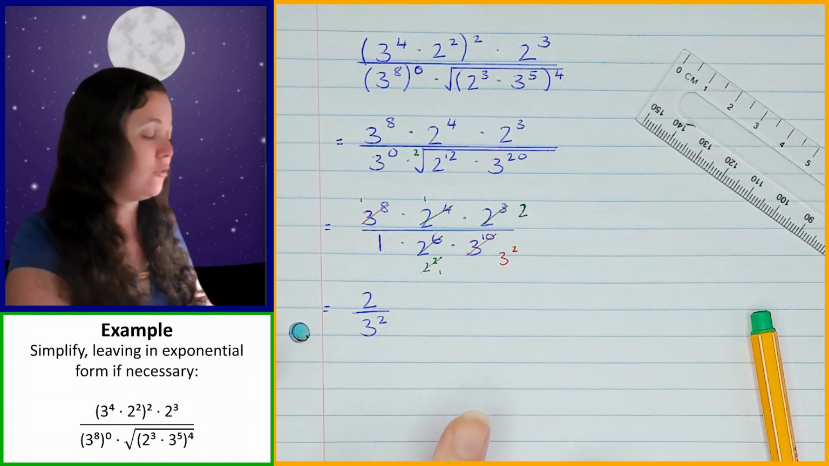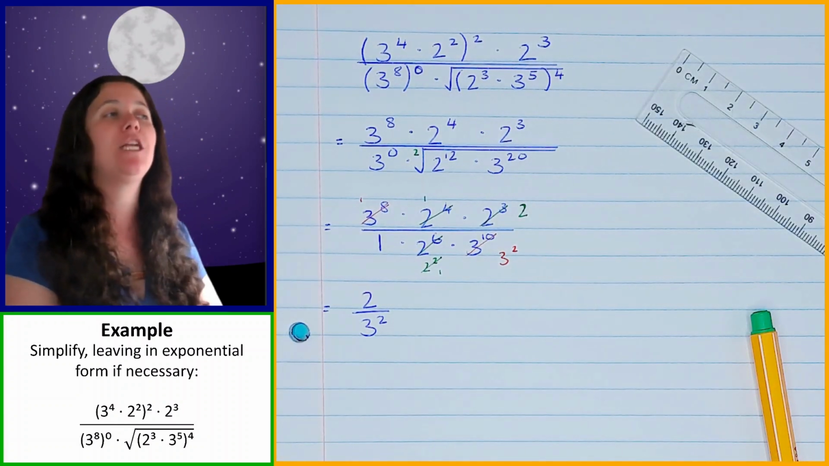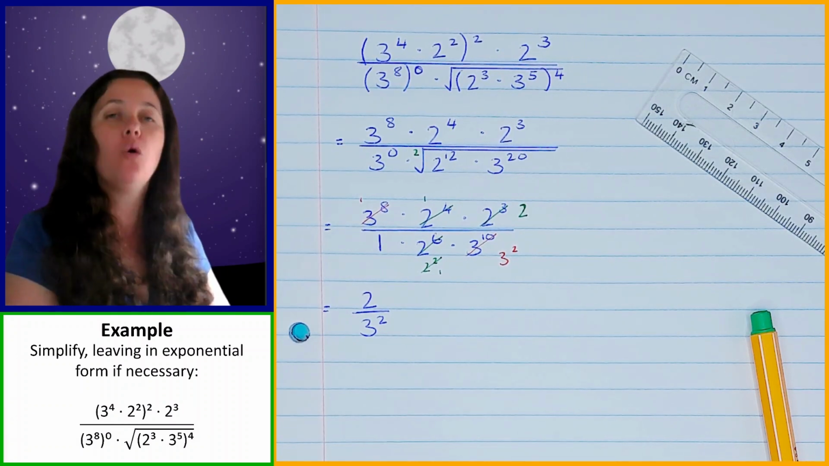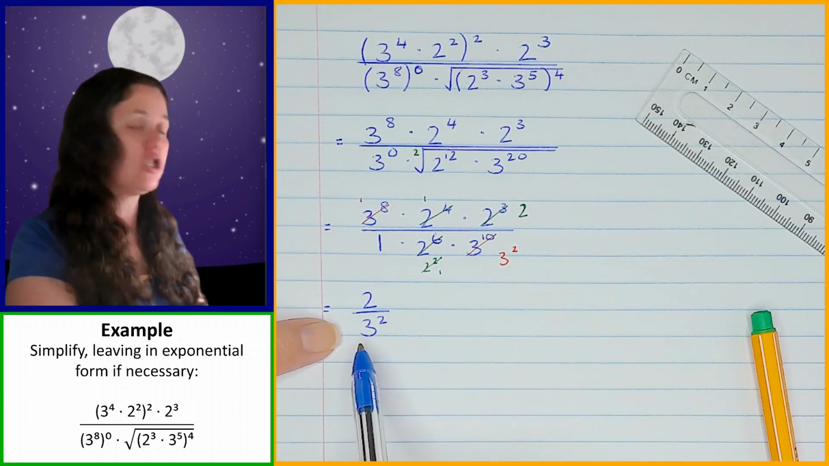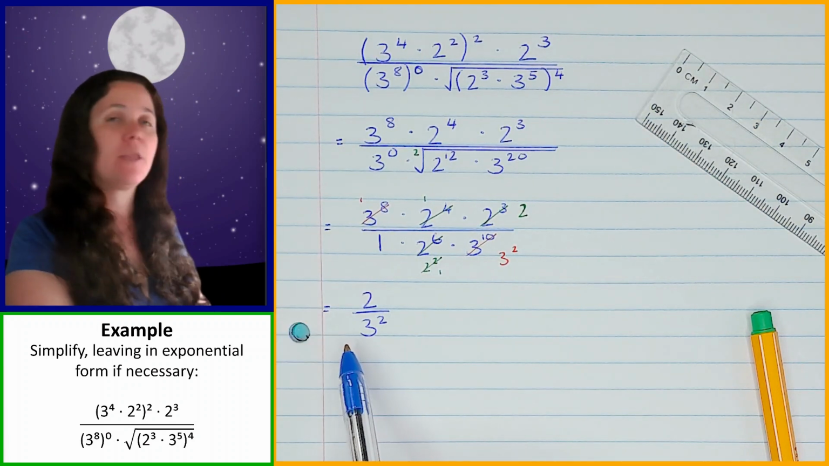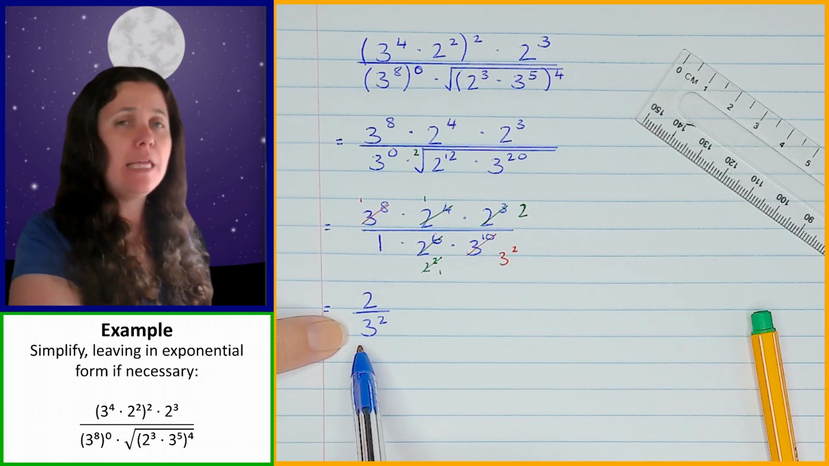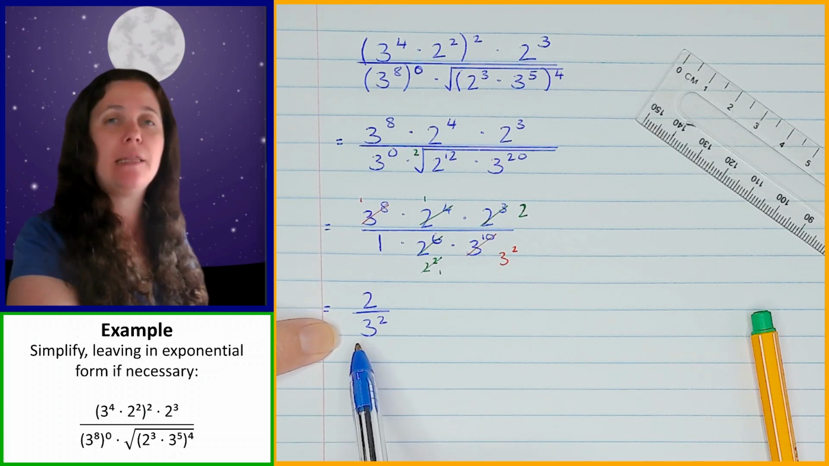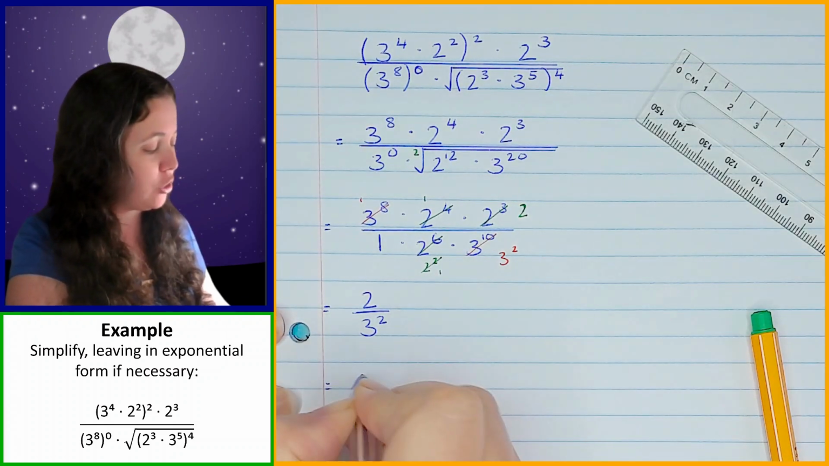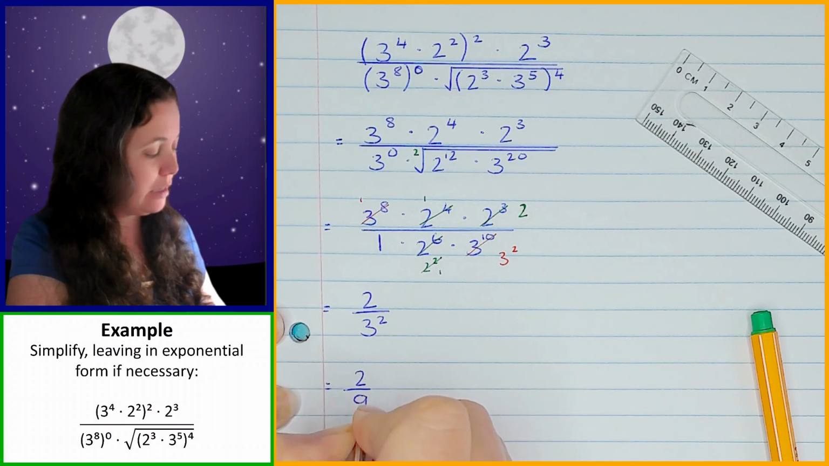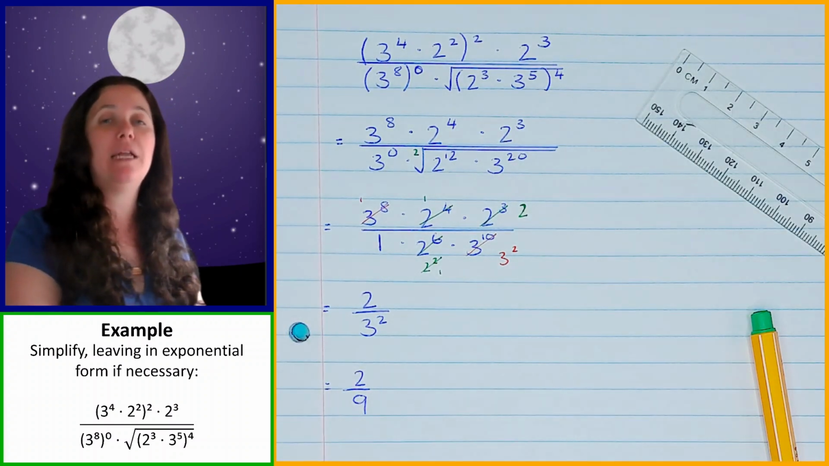Okay, once I've got that, I now look and see, is it reasonable to change this back to normal numbers, or should I leave it in exponential form? When you have numbers that you are able to change back to normal numbers, to write in standard form, not leaving it in exponential form, then you should do that. So over here, 3 squared, it's reasonable to change that to a normal number. So 2 over 9. 3 squared is the same as 9. So that is how we would leave that answer.